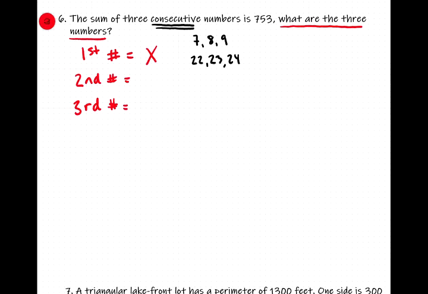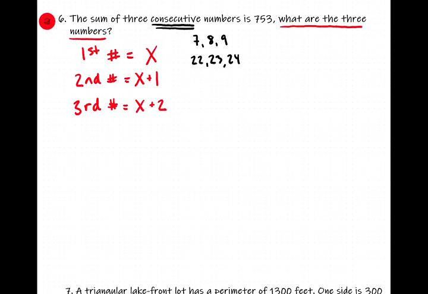So we could express the second number symbolically as 1 more than the first. So we could call the second number x plus 1. And the third number, with consecutive numbers, you're always adding 1. So the third number should be 1 more than the second number. So if the second number is x plus 1, we could add 1 to that, and we'll have x plus 2. Okay, so now we've expressed the three consecutive numbers as x, x plus 1, and x plus 2. And that's how consecutive numbers always work.